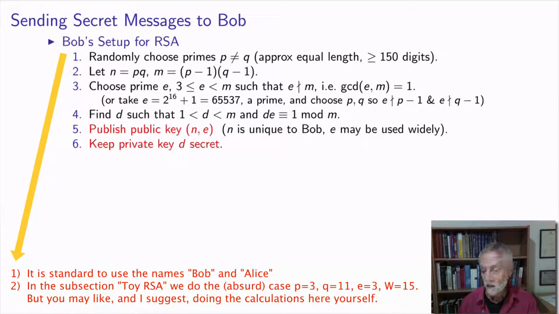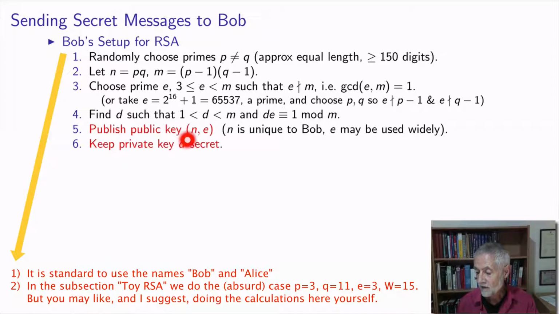So now, because of this condition, by a previous result we had, there must be some number D between 1 and M, which when multiplied by E is congruent to 1 modulo M. And we can find D fairly simply and quickly by using the extended Euclidean algorithm.